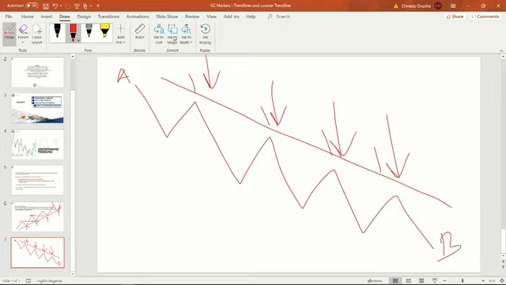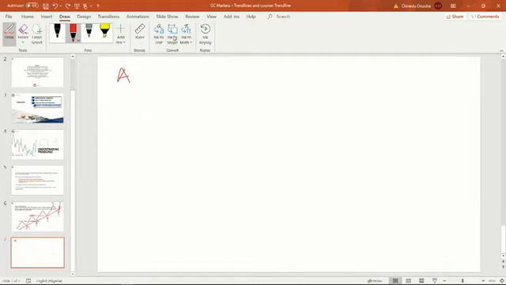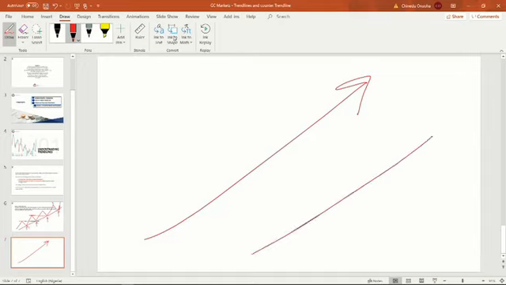Now, in order to draw a trend line, what do you need? You need two things. First of all, you need two highs or two lows. First of all, you want to establish the direction of the market. If the market is an ascending market, meaning the market is moving higher, then you will draw your trend line at the low prices. By low prices, I mean the pullbacks. So your trend line will be under the market that is trending higher.